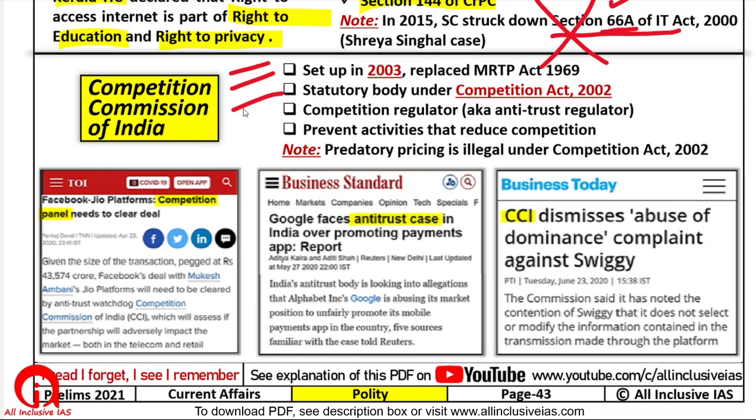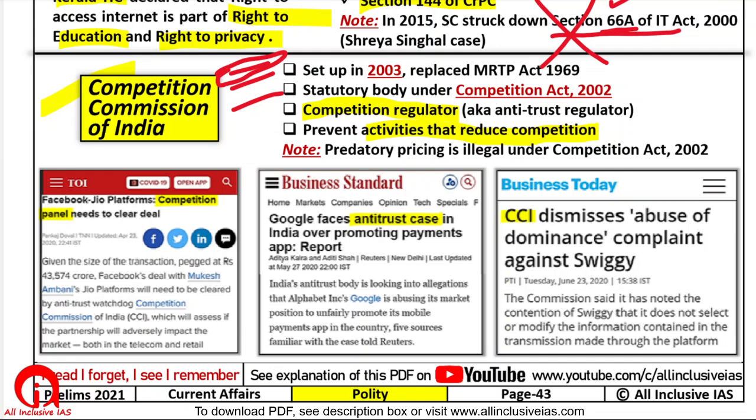However, tomorrow if Airtel closes down, Vodafone Idea closes down, and there is only Jio, then Jio will have practically the monopoly in Indian telecom market. That monopoly is not good. So competition is always healthy. It is a customer who wins when there is healthy competition. The work of Competition Commission of India is to ensure that there is healthy competition in the Indian market in different sectors, right? It prevents activities that reduce competition.